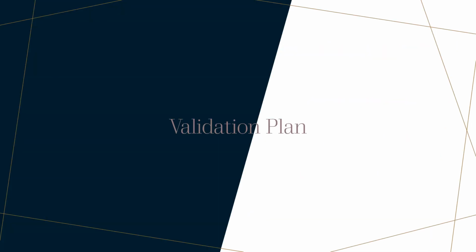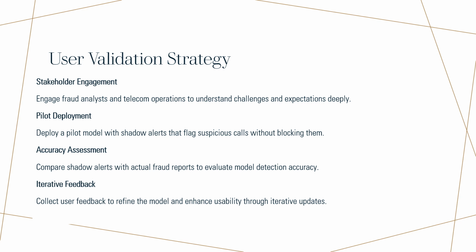So step 2 of CRISP-DM, let's do the user validation strategy. To validate the solution concept, the strategy involves engaging with fraud analysis and telecom operations teams to understand their pain points and expectations. A pilot version of the model will be deployed with shadow alerts that do not block calls but flag suspicious activities. These alerts will be compared with actual fraud reports to assess accuracy.